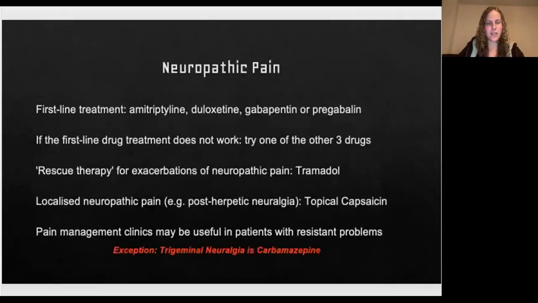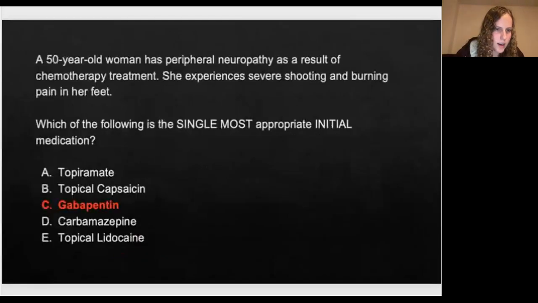So the first line treatments are any of these 4 drugs: amitriptyline, duloxetine, gabapentin, or pregabalin. Then if one of them doesn't work, you try one of the other 3 drugs. Rescue therapy is tramadol, and you can also use topical capsaicin for neuropathic pain.